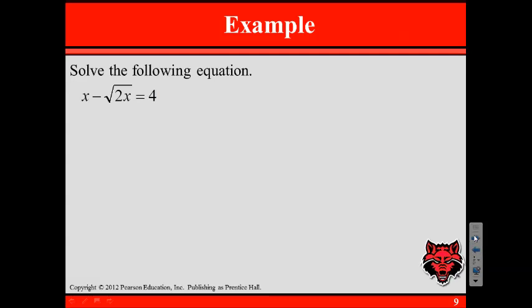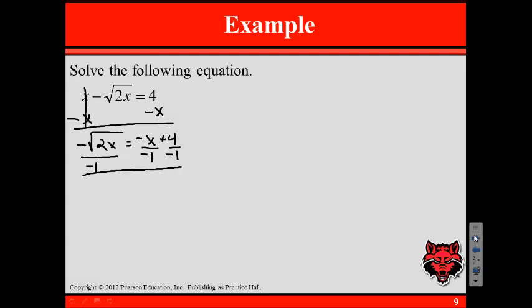Here we want to solve x minus square root of 2x equals 4. Remember in module 11 we saw things like this. We would have to isolate the square root. So we start by subtracting x from both sides. That gives us negative square root 2x equals negative x plus 4. We can now divide all three terms by negative 1, and we're left with square root 2x equals positive x minus 4.